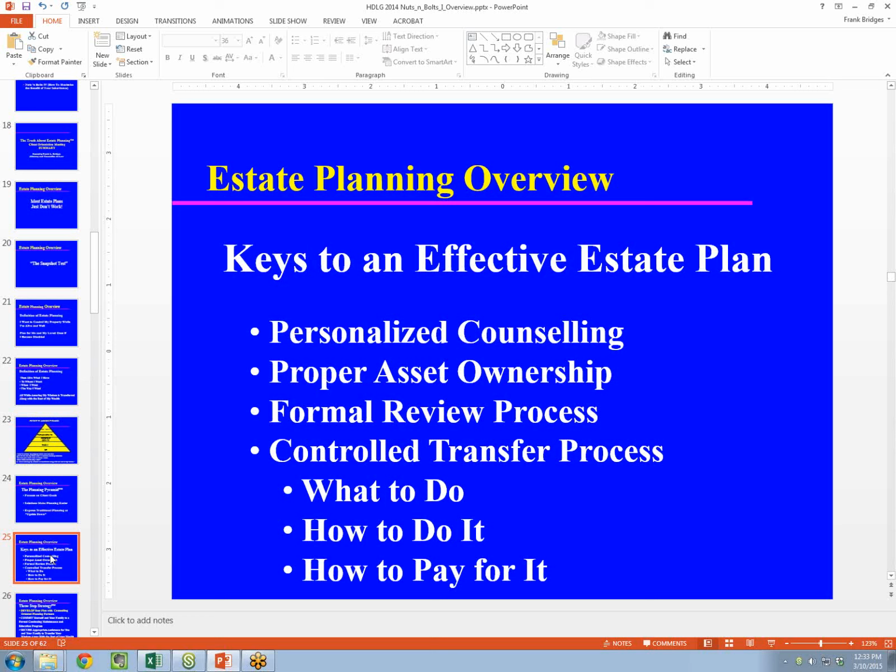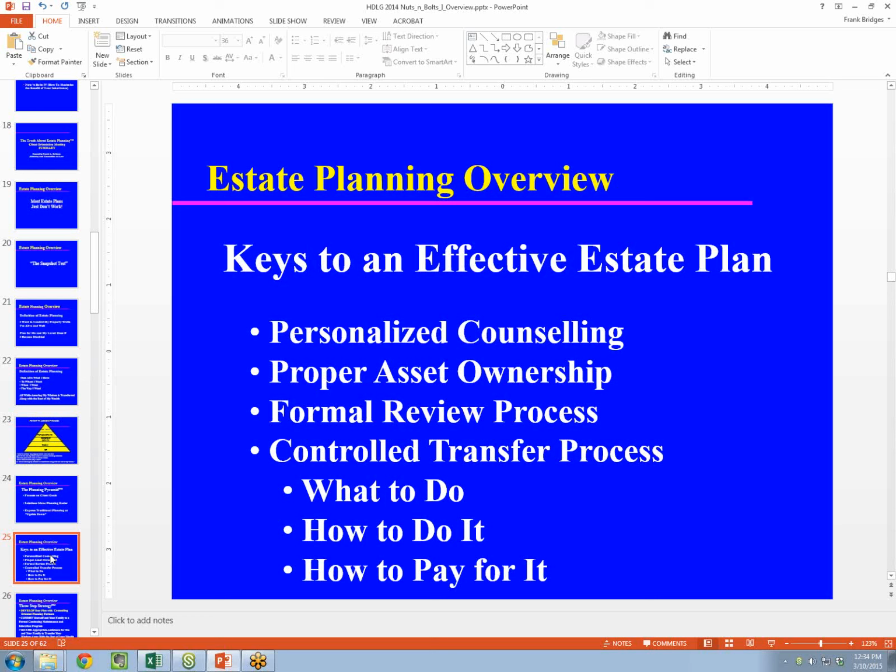And then, of course, another issue is the formal review process. You can have personalized counseling. You can set all of your assets up front, do proper asset ownership, but over time, things change. Your assets change. The amounts of your assets change. And so the funding or the titling of your assets can change, and that might not line up with what your personalized counseling or your plan was, and your personal circumstances can change as well.